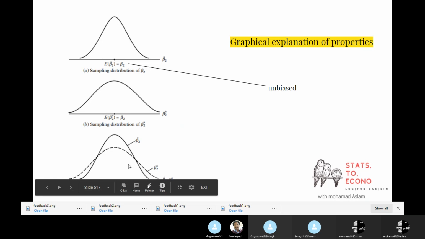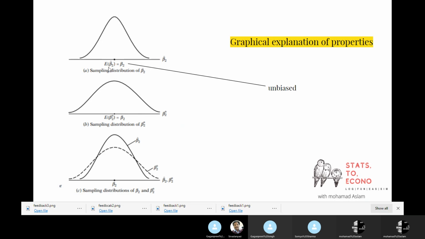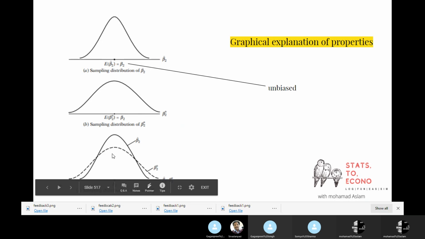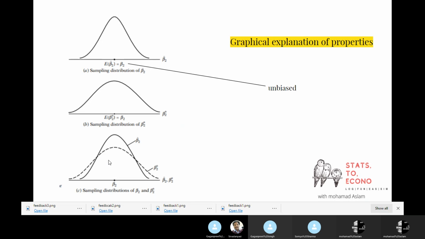Next we have to prove minimum variance. It's not only that it's unbiased, but also that if we have estimates from any other method, not the OLS method, then compared to those methods the variance of the OLS estimate is less. So we say it is a minimum variance, efficient estimator. That's the last property of BLUE, or the Gauss-Markov theorem, that we have to prove.